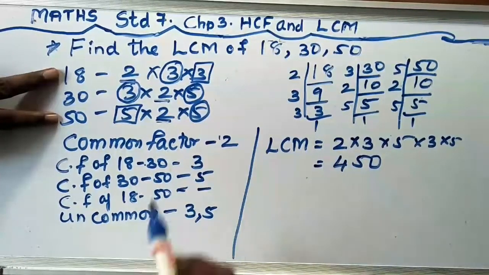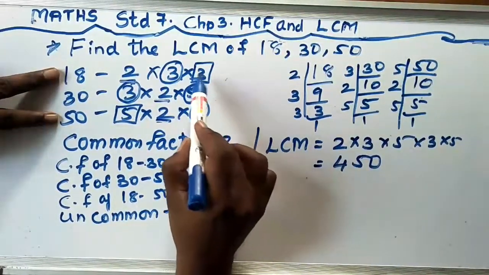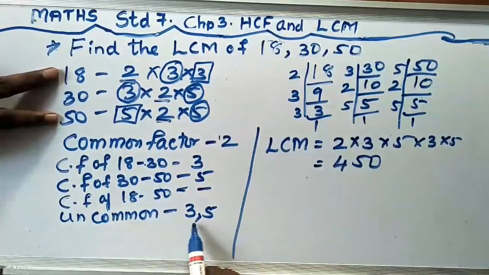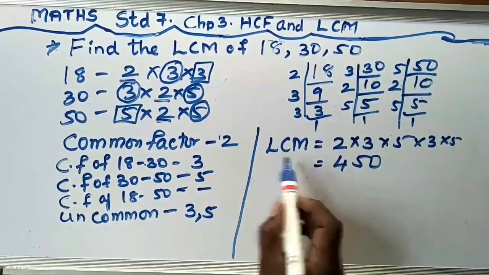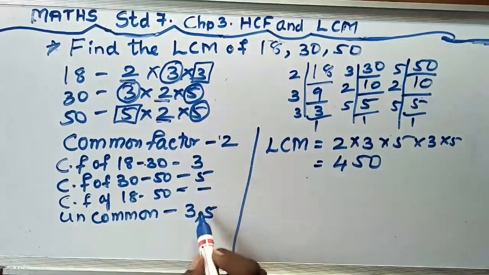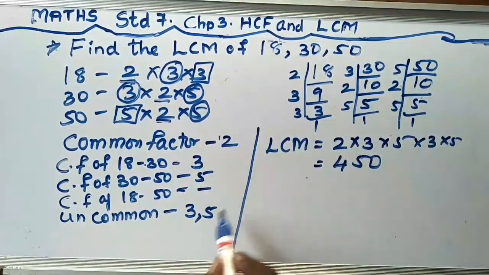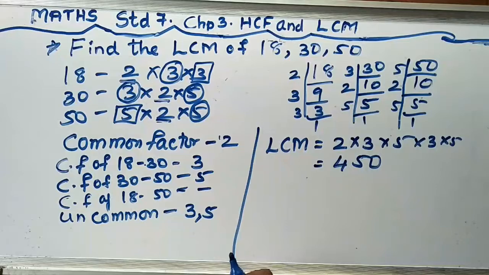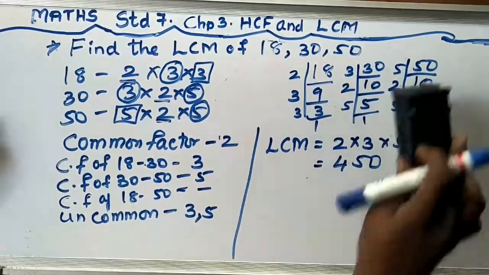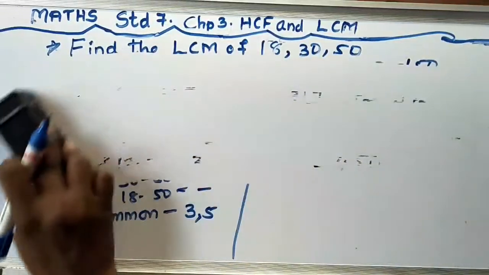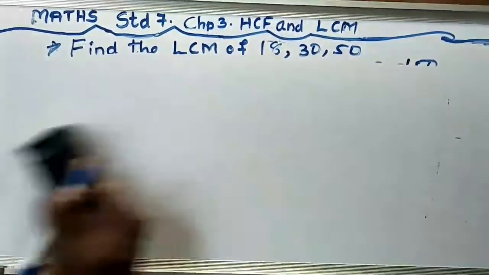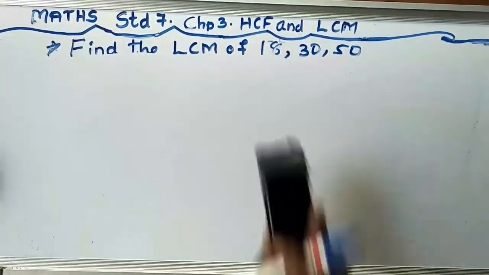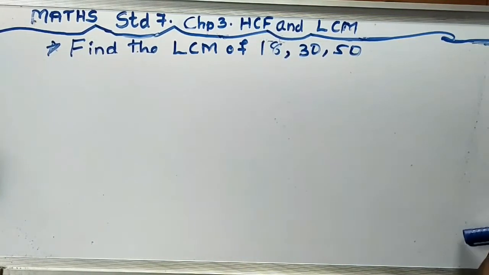Which is uncommon, which is not common. This is 3 and this 5. Now for finding the LCM, whatever commons you got, 2, 3, 5, 3, 5. Multiply all the numbers, you get 450 as LCM. I think it's clear for you. Let's do some more sums so that your doubts will be cleared, because you have to concentrate more in the sum.